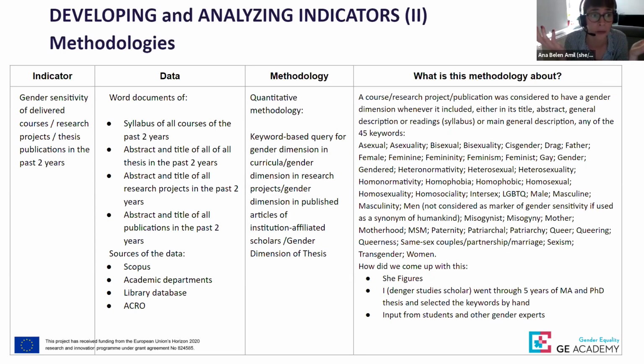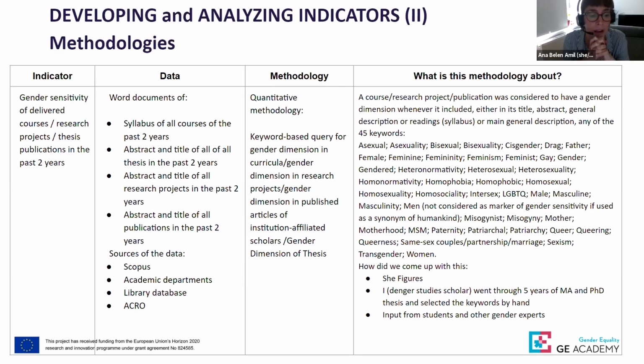The data that we used was basically the syllabi of all courses in the past 2 years, the abstract and title of all theses in the past 2 years, the abstract and title of all research projects in the past 2 years, and the abstract and title of all publications in the past 2 years. And what are the sources of this data?